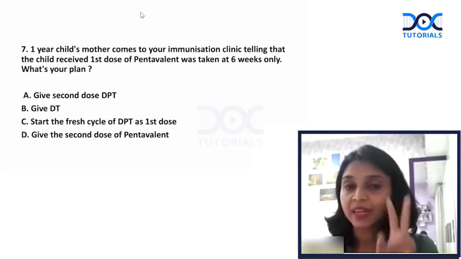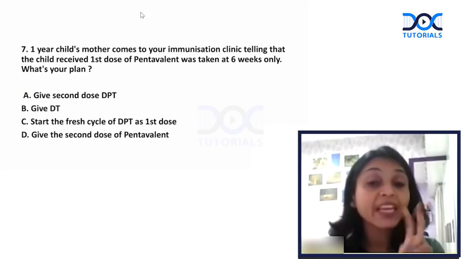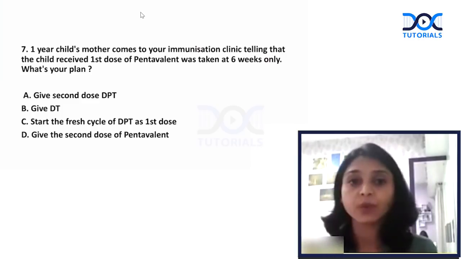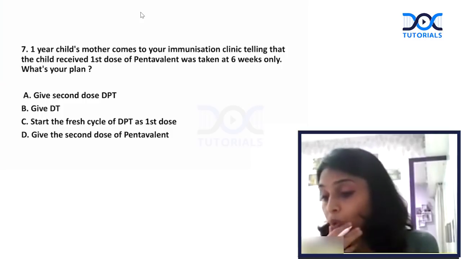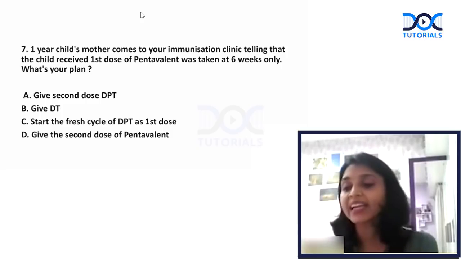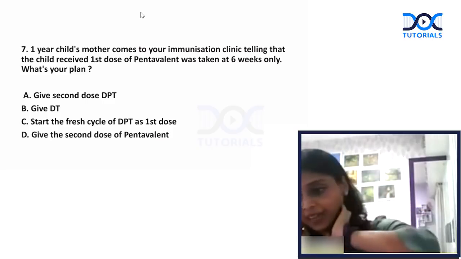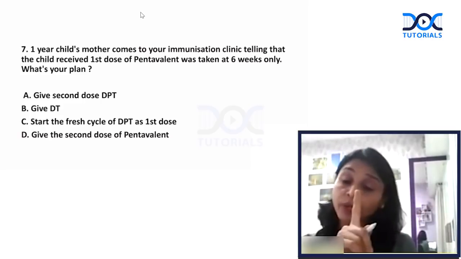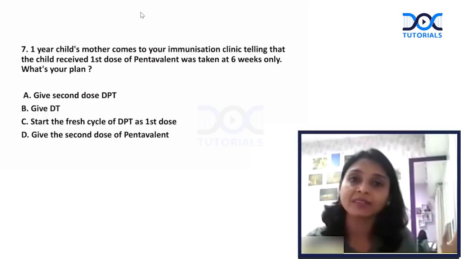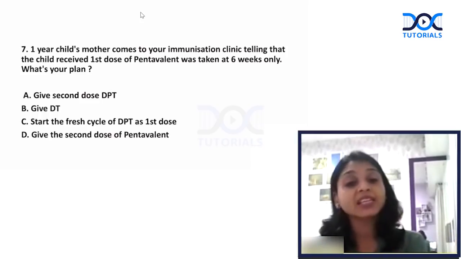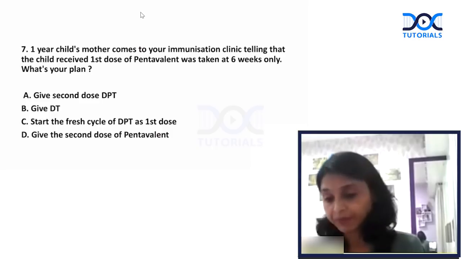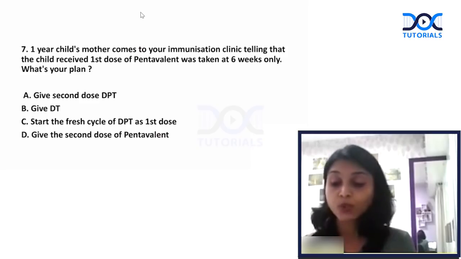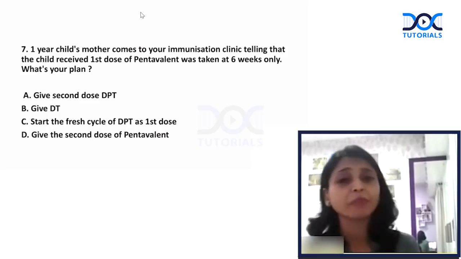Next question. The next two questions are from immunization. One is from child immunization and the next is from elderly immunization. A 1 year old child's mother comes to your immunization clinic saying that the child received the first dose of pentavalent at 6 weeks. What is your plan? That means the child has taken 1 dose of pentavalent at the 6th week, and after that, no more follow-up. After 1 year, the child is coming back. So what will you give? Give second dose of DPT, give DT, start a fresh cycle of DPT as a first dose, or give second dose of pentavalent? This I really want to hear from you.